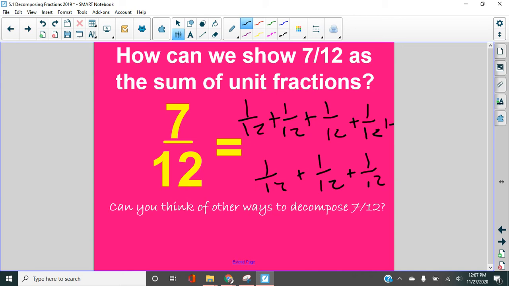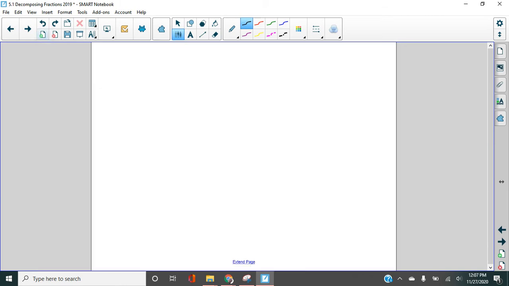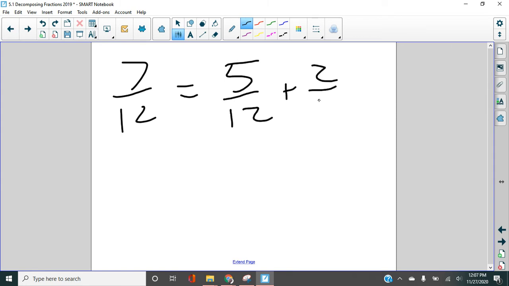this in different ways. So we might take 7/12. Remember, you're going to have to keep the denominators on the bottom the same. We could say that 7/12. Let's go to a new screen here. 7/12 is equal to, let's take it apart this way, 5/12 plus 2/12. That equals 7/12. What else could we do?